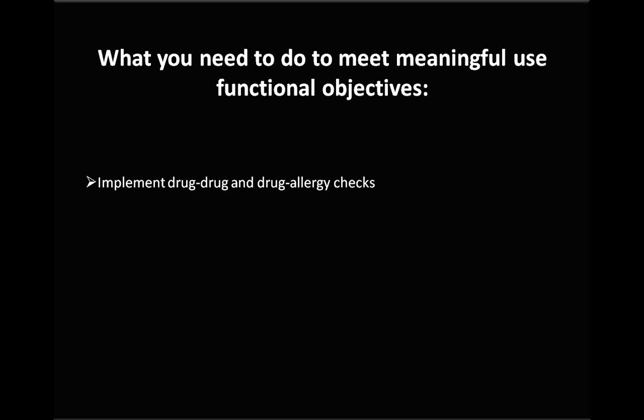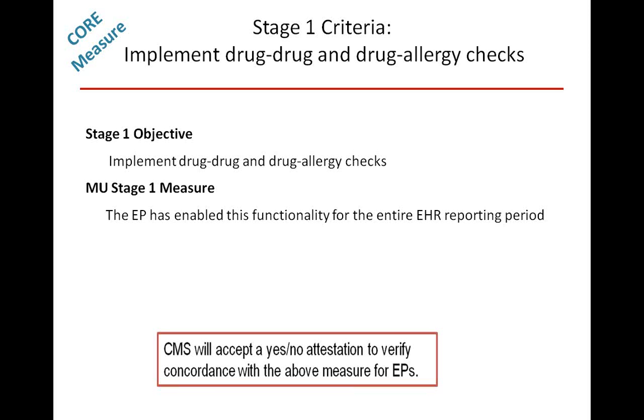So our first objective tonight is the implementation of drug and drug allergy checks. Now this is a core measure, meaning that you must meet this measure in order to achieve meaningful use. And this really will be assessed by a simple yes-no attestation. So the measure says that you must implement the drug and drug allergy checks and basically have this functionality turned on for the entire EHR reporting period.